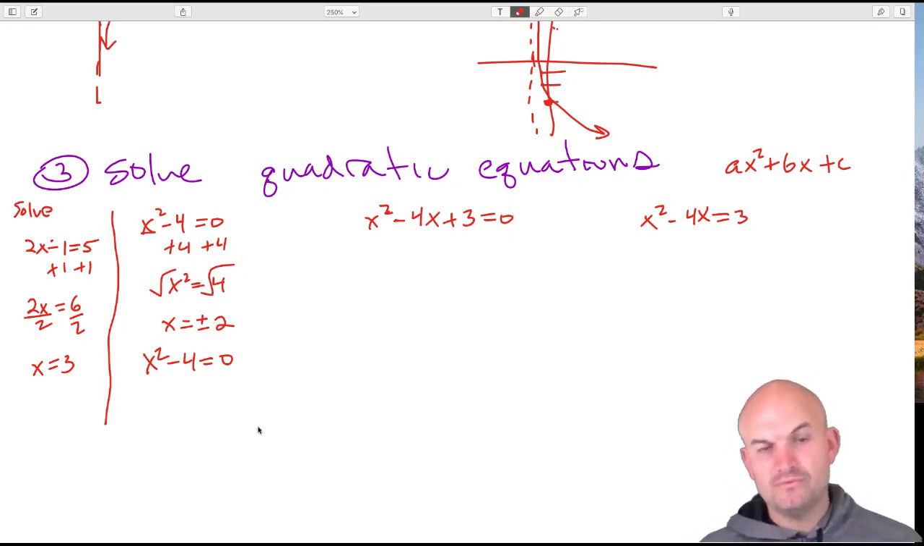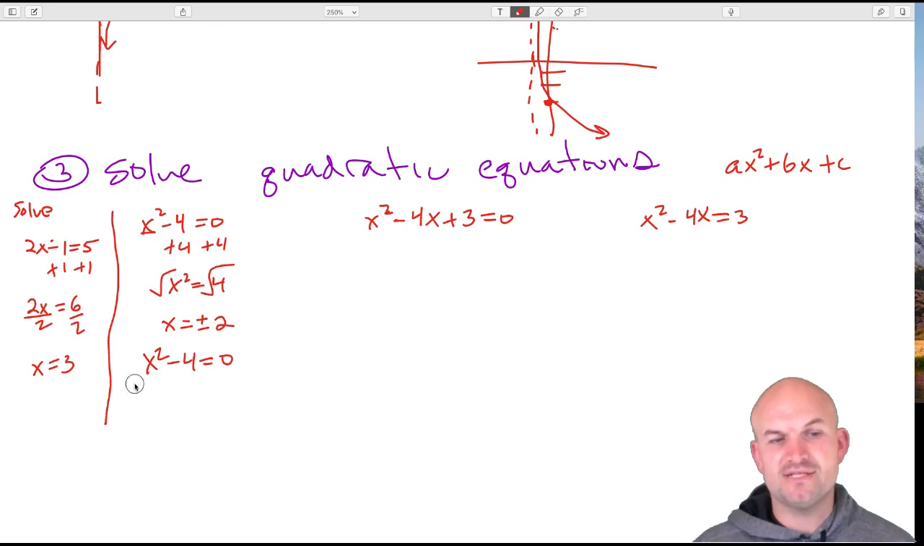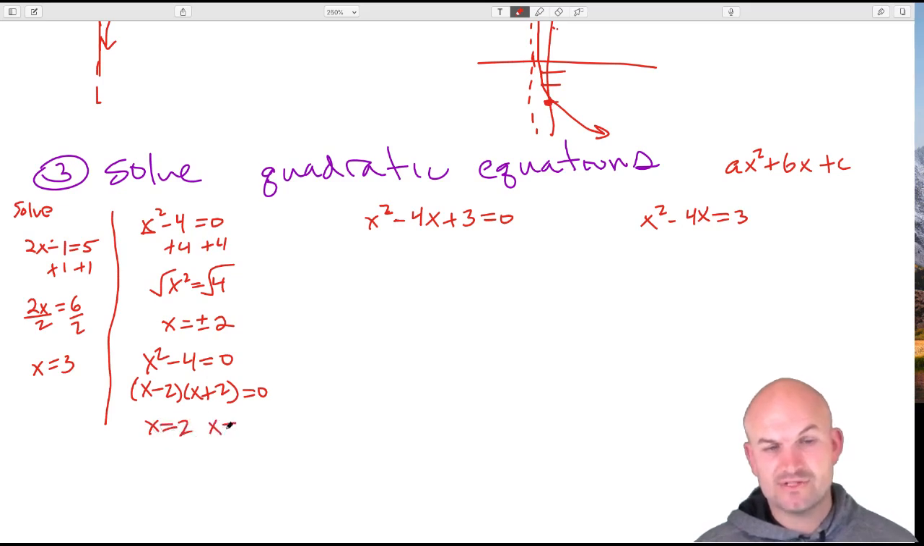But if you're going to use factoring or the quadratic formula, you want it equal to 0. For factoring, we want it equal to 0 because we want to use the zero product property. Again, the zero product property states if you have a product equal to 0, then one of those factors has to equal 0. So x equals 2 and x equals negative 2, which is exactly what we got here.